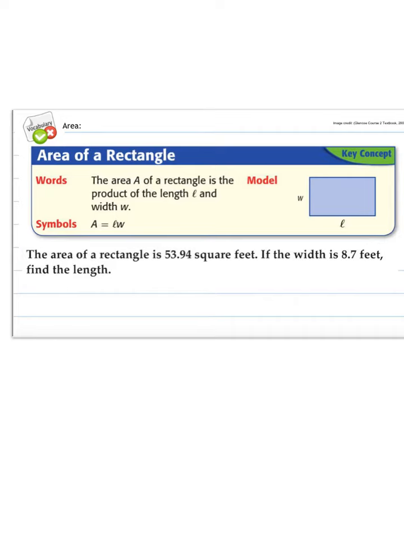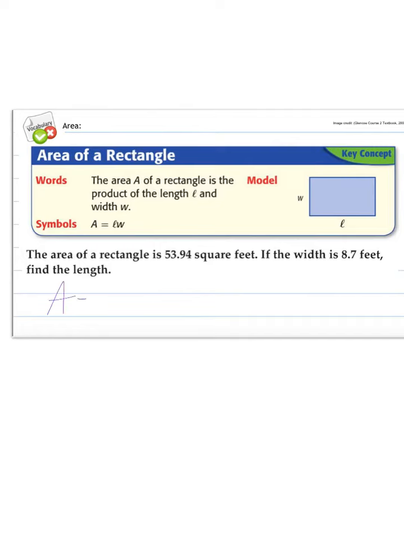Area of a rectangle, another vocab word for you. The area of a rectangle is the product of the length and the width. Product again means multiplication, so to find area, we take length times width. Think about a room again: the area would be the amount of floor space, like how much carpet you would need to fill the floor. The area of a rectangle is 53 and 94 hundredths square feet. If the width is 8 and 7/10 feet, find the length.